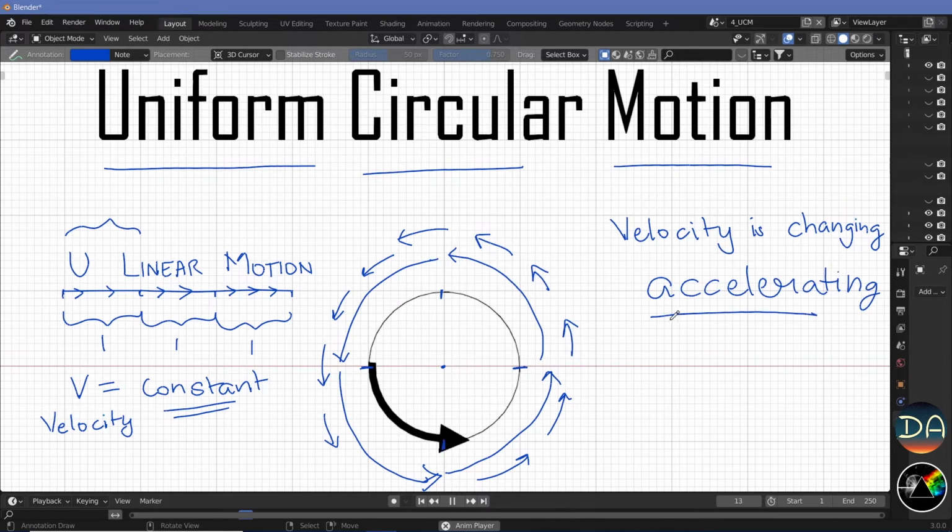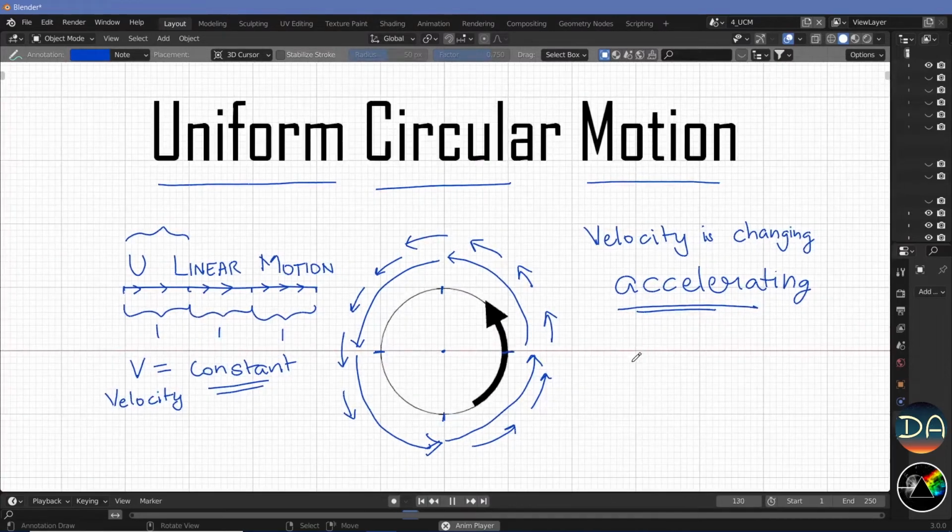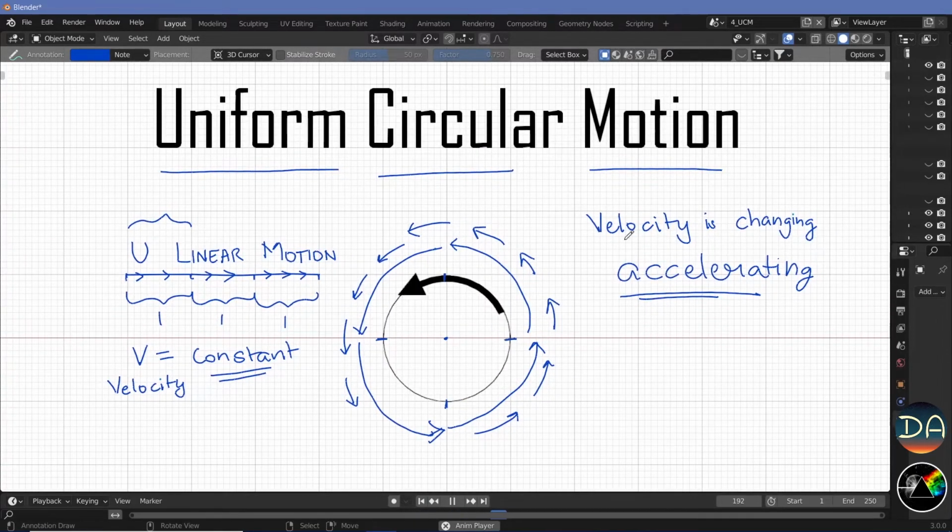Now, what type of acceleration is occurring will actually be studied in future classes. There are two types, which is centripetal acceleration and tangential acceleration. However, that's out of the scope of syllabus, and this is all you need to know. But let's take a look at what is the direction of velocity in case of this rotating body.